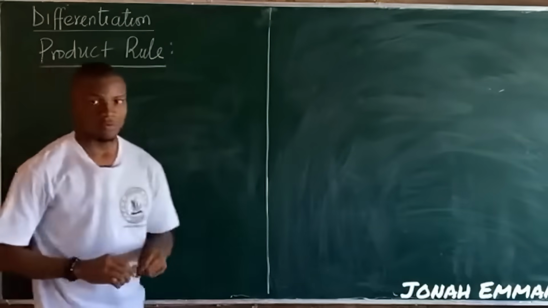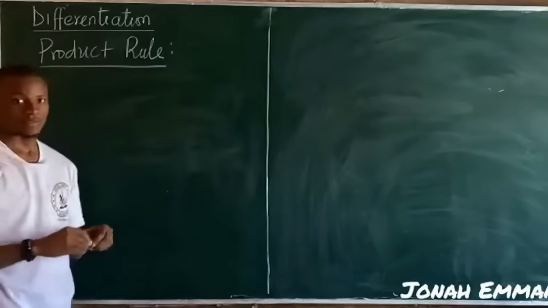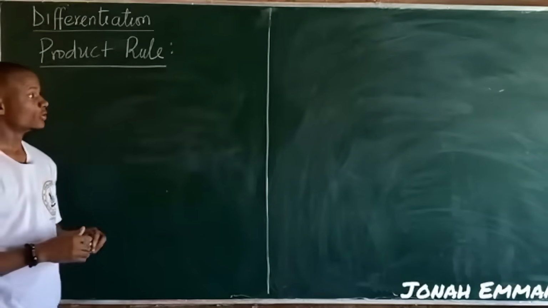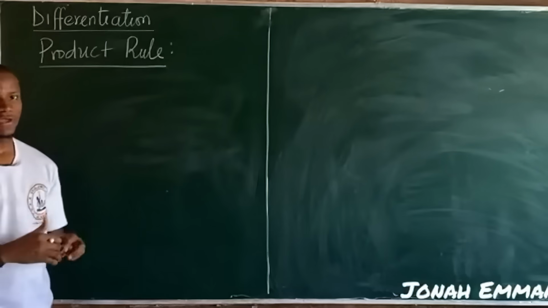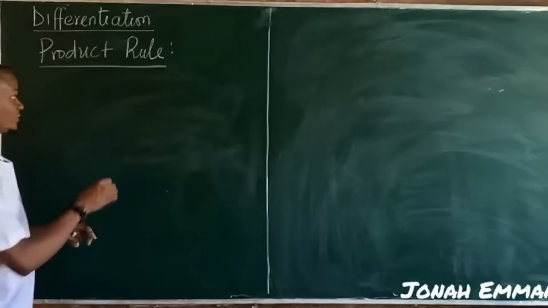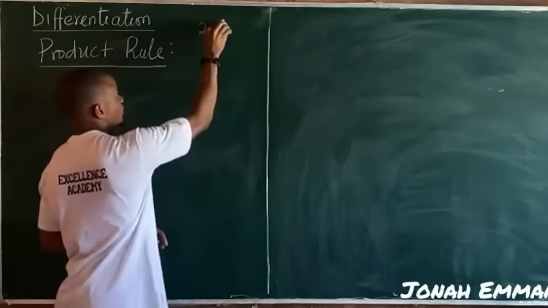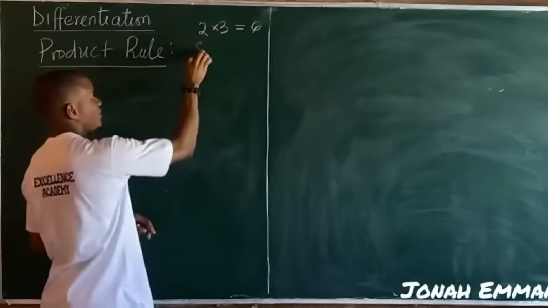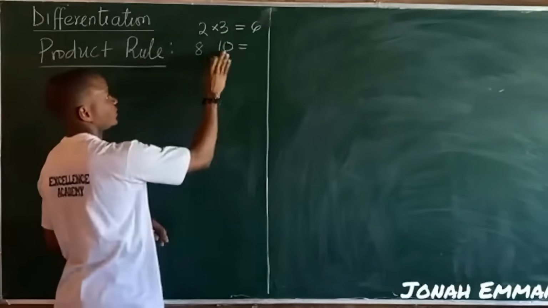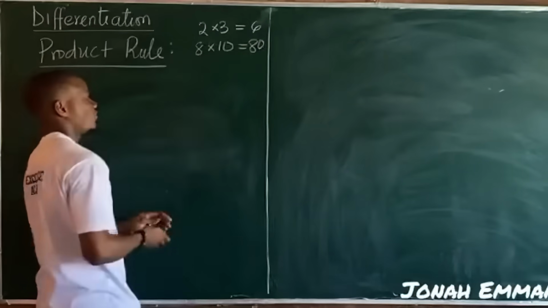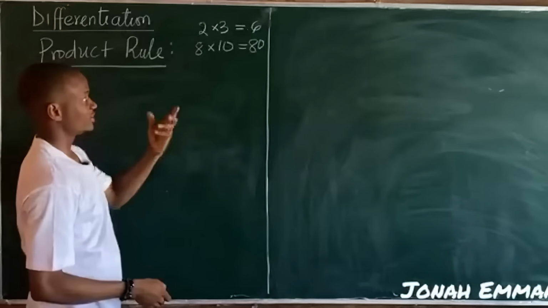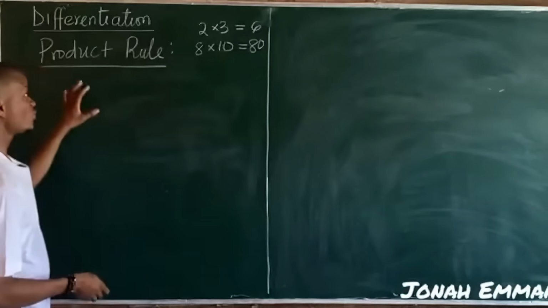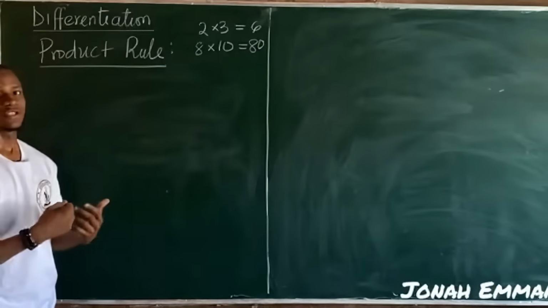Alright, so before we look at product rule, let's first of all understand what a product is. A product, by definition, is the result of multiplication. So hence, product rule is used when two terms are multiplying. If I have 2 and 3, obviously the product of 2 and 3 is 6. If I have 8 and 10, the product of 8 and 10 is 80. So a product is simply the result of multiplying two terms. Hence, we use product rule when we have terms that are multiplying themselves.